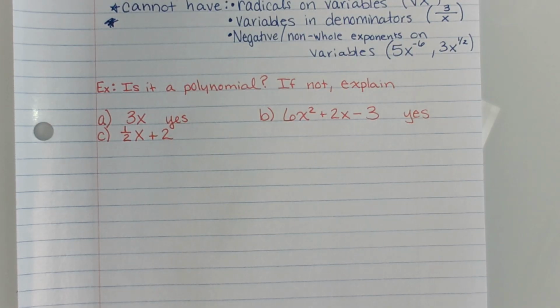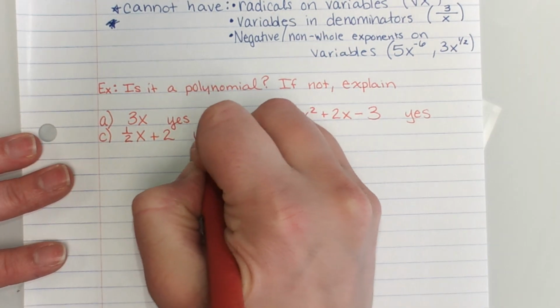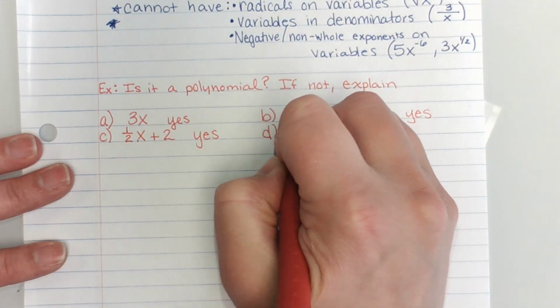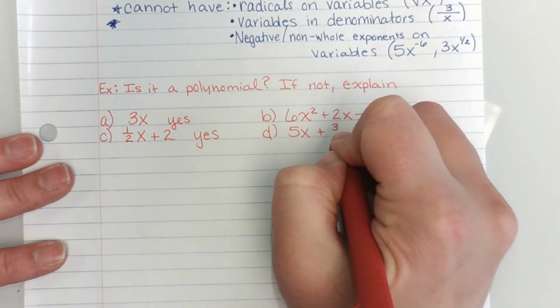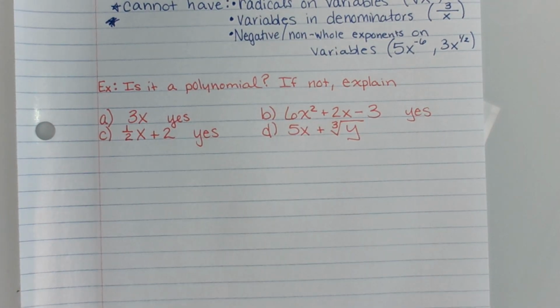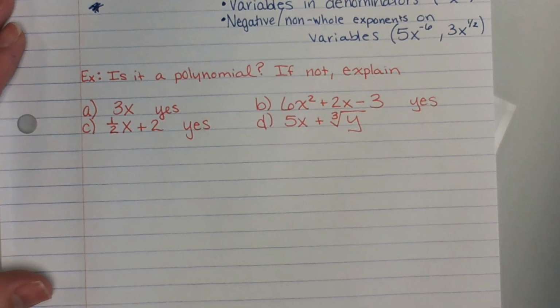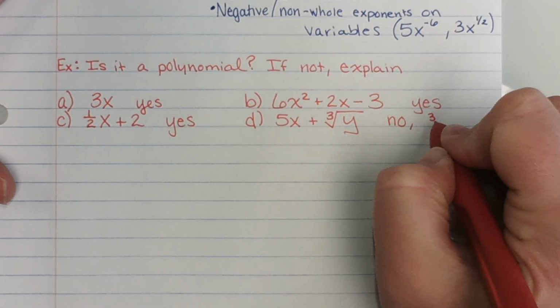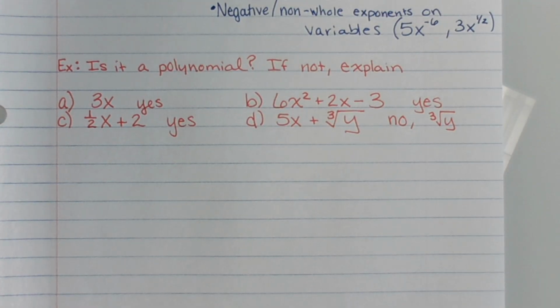Is this a polynomial? Yes. It's just a bunch of numbers getting multiplied by variables and then getting added to other things that are the same. No. No? What's the problem? It's got a radical. That cube root of 3 causes issues.